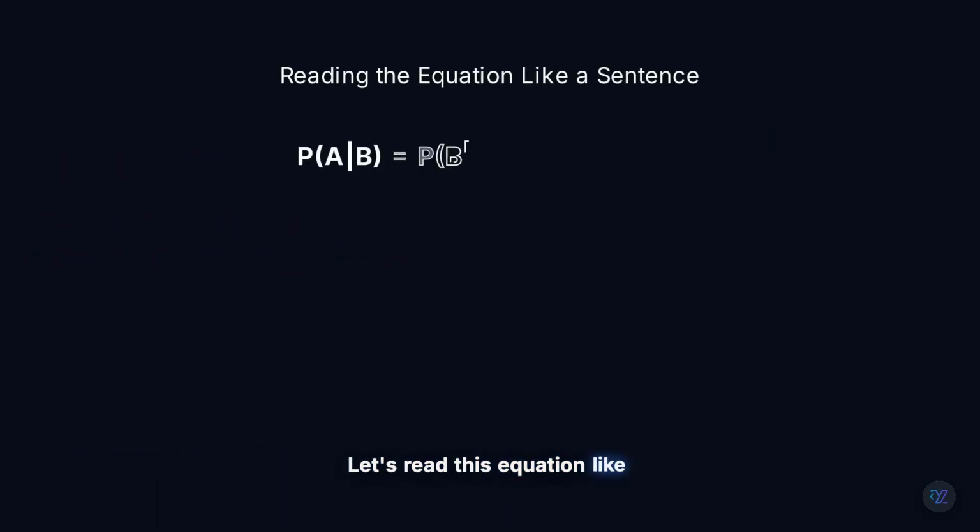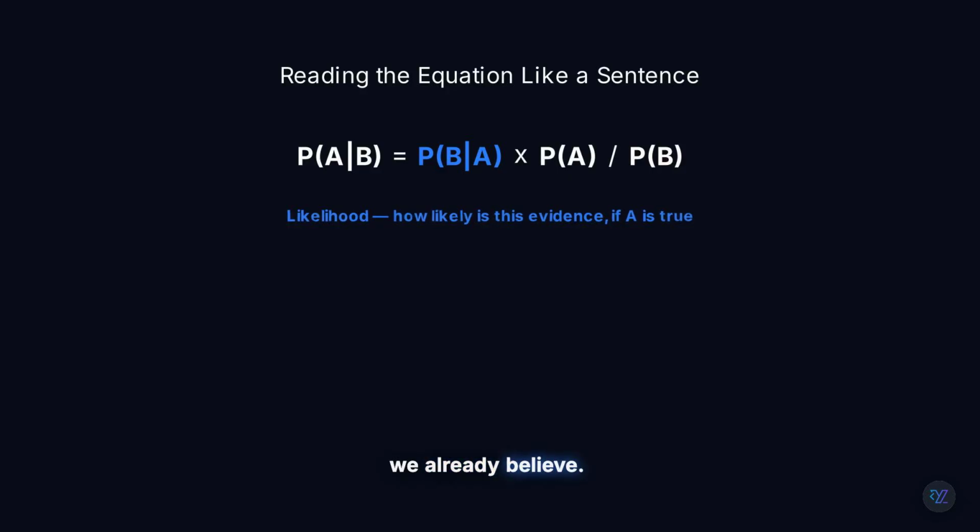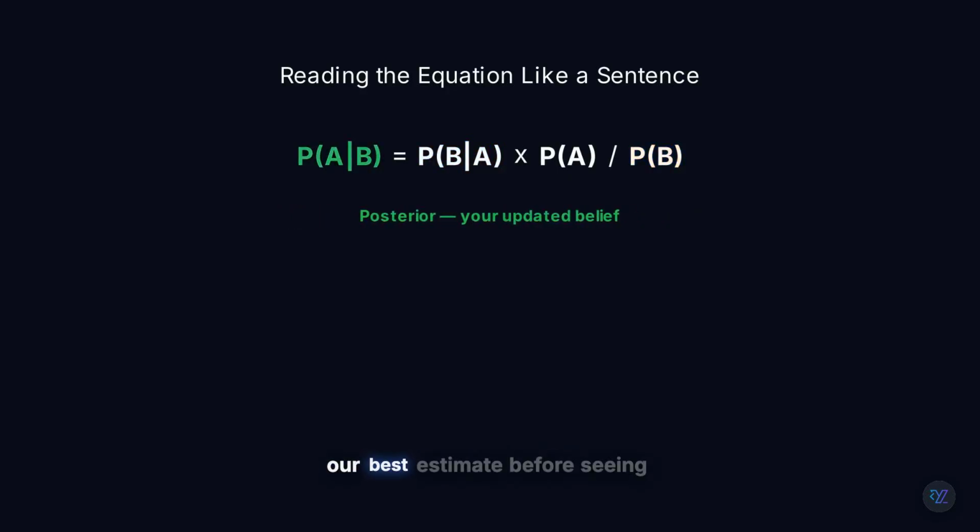Let's read this equation like a sentence, not like mathematics. First, we begin with what we already believe. This is called the prior, our best estimate before seeing any new evidence. Next comes the evidence. We ask, if it were actually true, how likely would this evidence be? That's called the likelihood. Then we ask, how common is this evidence overall? This keeps our answer properly balanced. Finally, the result is called the posterior. It's simply your updated belief after seeing the evidence.